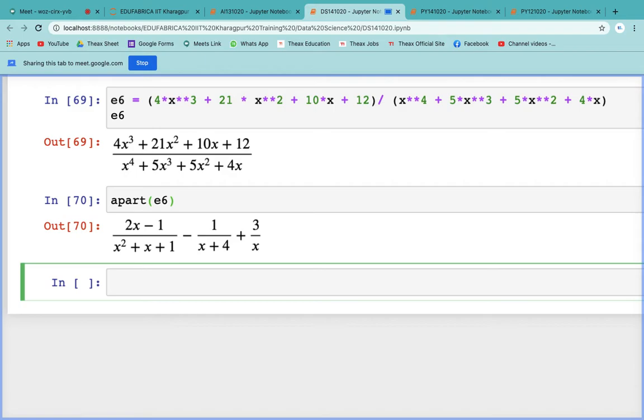So what is the sine inverse of 1? What is the value? Sine inverse of 1? Pi by 2.